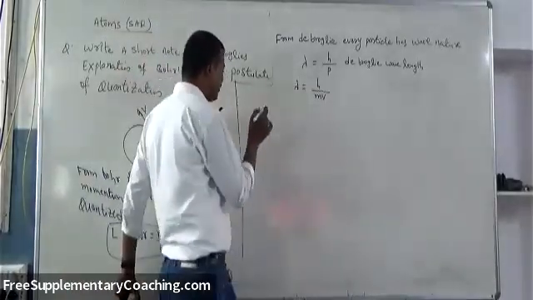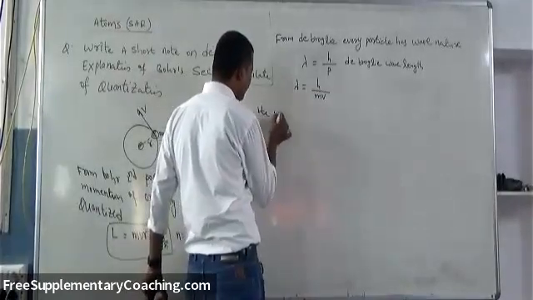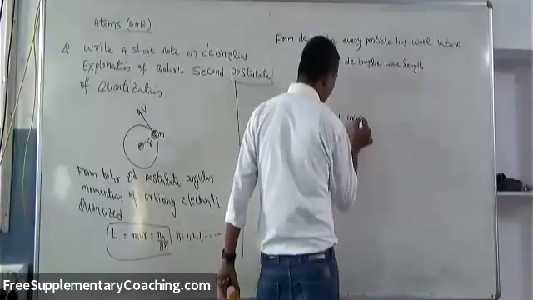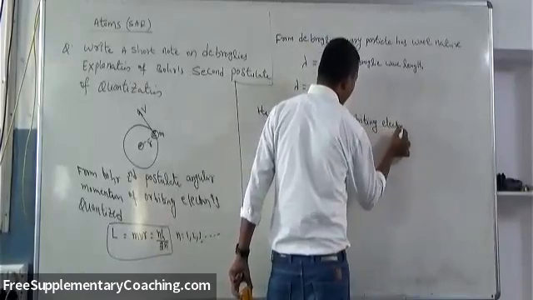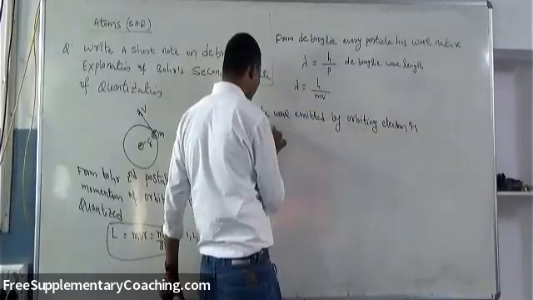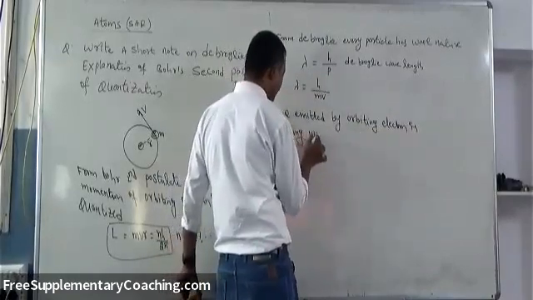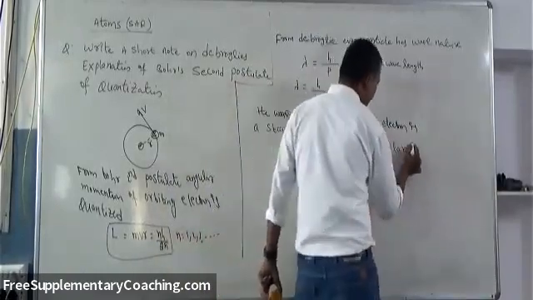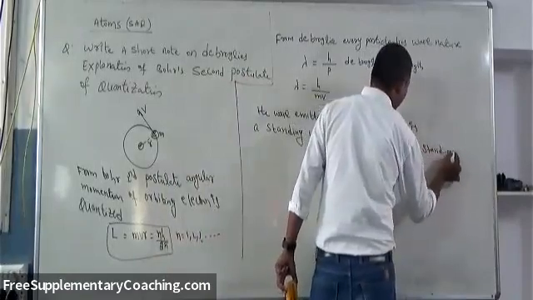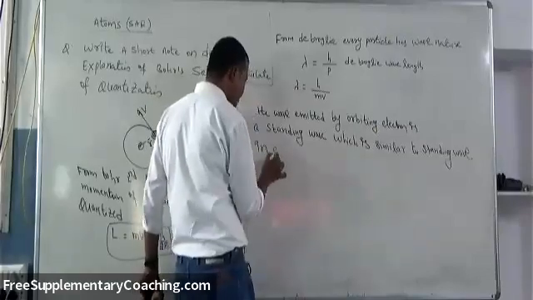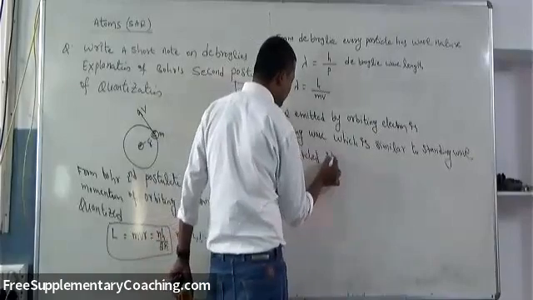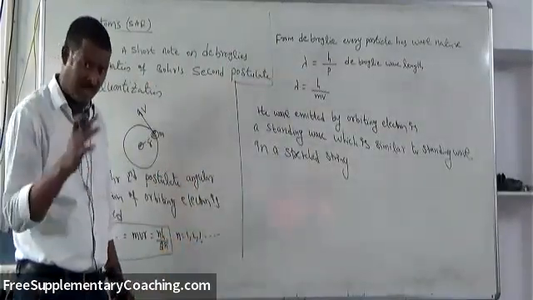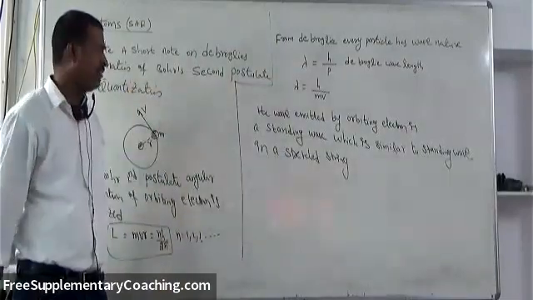So according to him, the wave emitted by the orbiting electron is a standing wave, which is similar to the standing wave in a stretched string. The wave emitted by the orbiting electron in a particular orbit is a standing wave, similar to the standing wave in a stretched string.